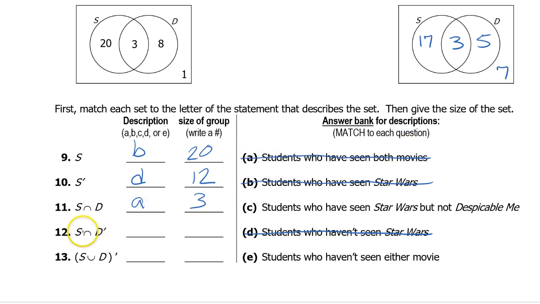Now the intersection of S and the complement of D. So this will be students who have seen Star Wars and have not seen Despicable Me. They've seen Star Wars and not Despicable Me. Okay, let's see. All right, so that is description C.